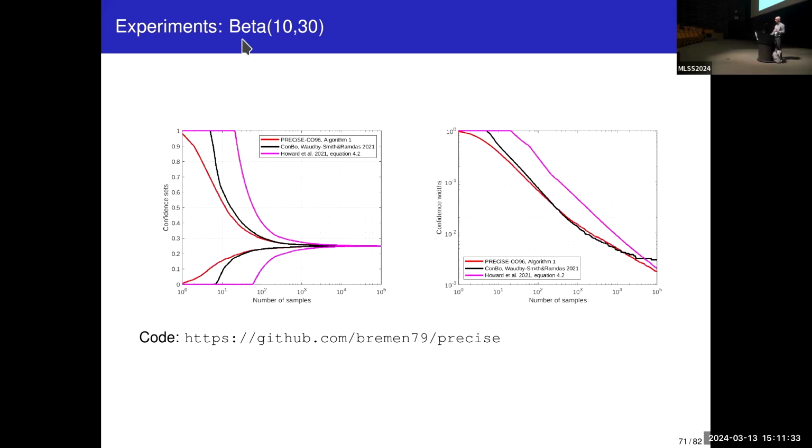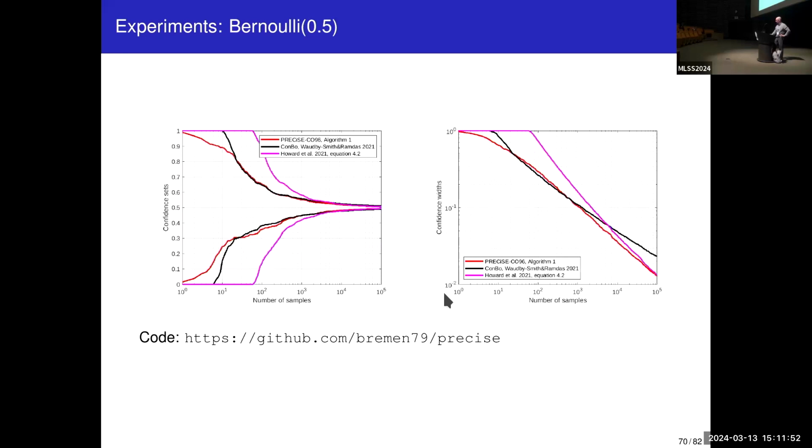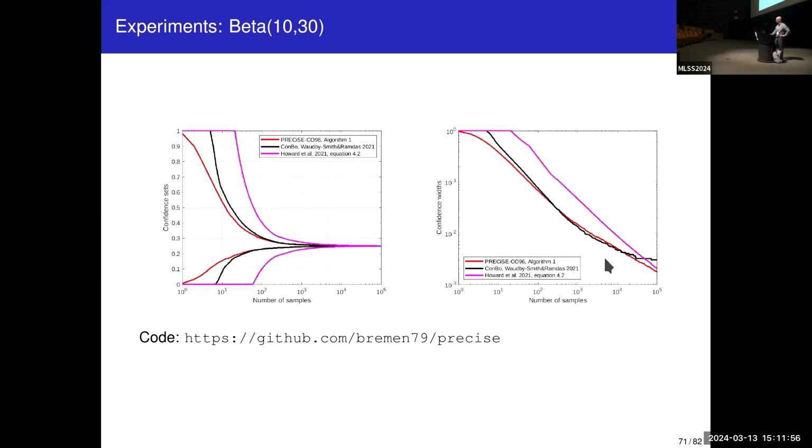Let me show you also another random variable. This is a Beta(10,30). And I want to show you this because the variance of this random variable is much smaller than the Bernoulli 0.5. Bernoulli 0.5 has the maximum variance. This is smaller, so this thing is converging to 0 and should converge to 0 faster. And this is exactly what's happening because you see this is 10 to the minus 3 here. Instead, this was 10 to the minus 2 for the same number of samples. So this is converging way faster.